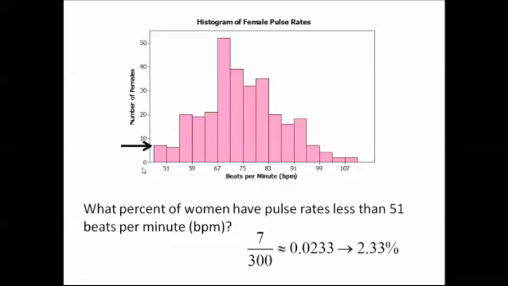We can see that it's a rather short bar. It's only one bar in our histogram, a small proportion of women. And in general, not many women have pulse rates less than 51 beats per minute. It's an extremely slow pulse rate. So 2.33% is our answer.